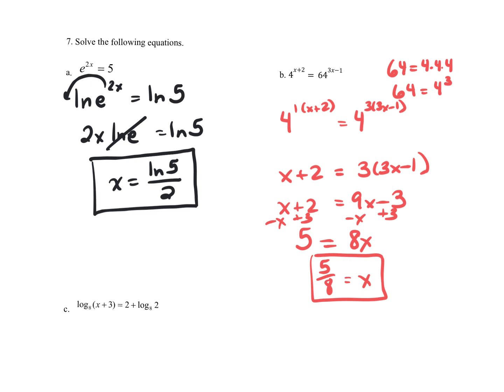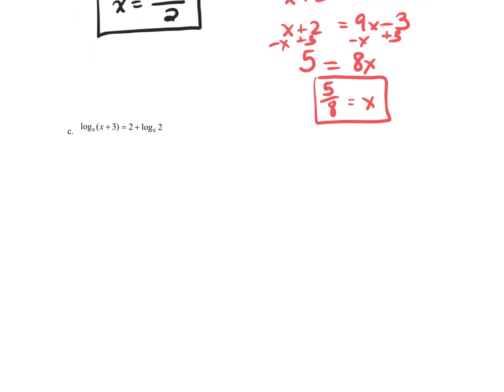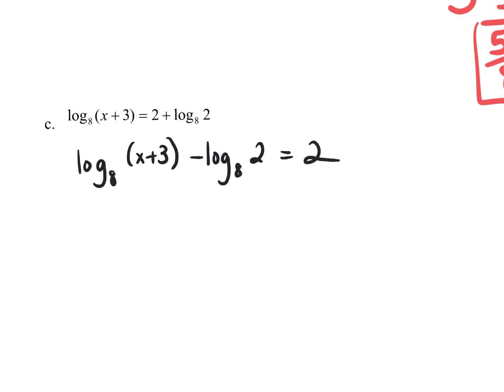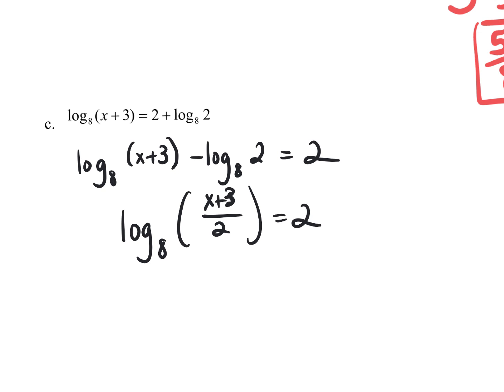All right, final problem. Log base 8 of x plus 3 equals 2 plus log base 8 of 2. If some of them have logs, my goal is going to be to get everything with a log on one side. So I'm going to subtract log base 8 of 2 from both sides. The reason I'm getting all the logs on one side is I can now use those properties. Log base 8 of x plus 3 over 2 equals 2.